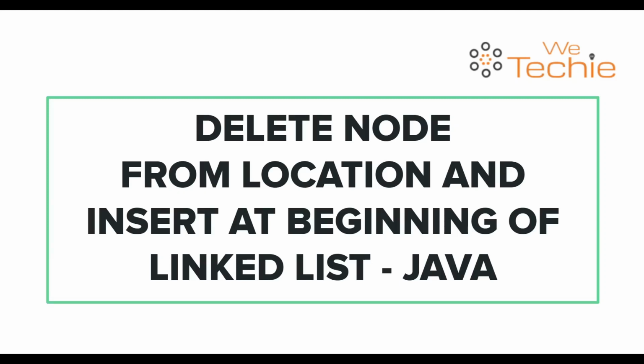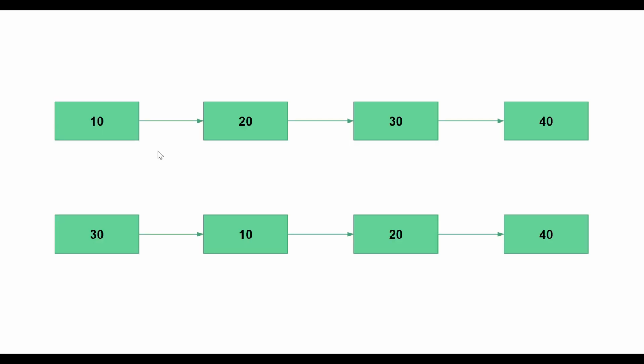Hi all, let's discuss how to delete a node from a given location of a single linked list and insert the same deleted node in the beginning of the single linked list. Now we have a single linked list with the nodes 10, 20, 30 and 40. Let's say we want to delete a node from the third location, which contains the node value 30. So we have to delete this node, and along with that we have to insert the deleted node at the beginning of the single linked list.